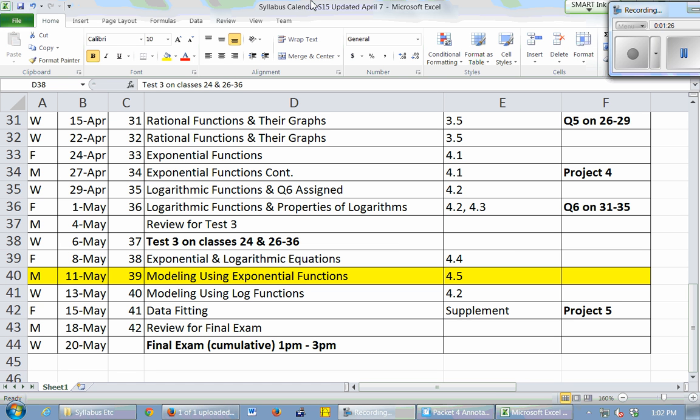Cumulative sometimes in the class feels like a couple questions from each thing, or it feels like really tough questions that have all the steps. I would say it's a little bit on each topic.